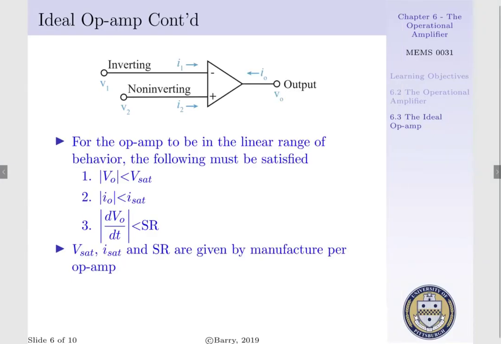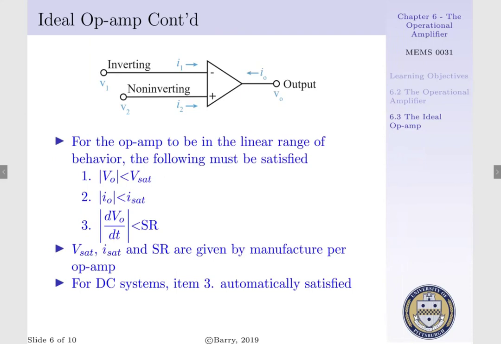Now these three variables, VSAT, ISAT, and slew rate, are given by the manufacturer and differ for each operational amplifier. That is, we would have to know which operational amplifier we are modeling and look at the technical documents to pull these values to make sure that the operational amplifier is going to obey these three requirements.